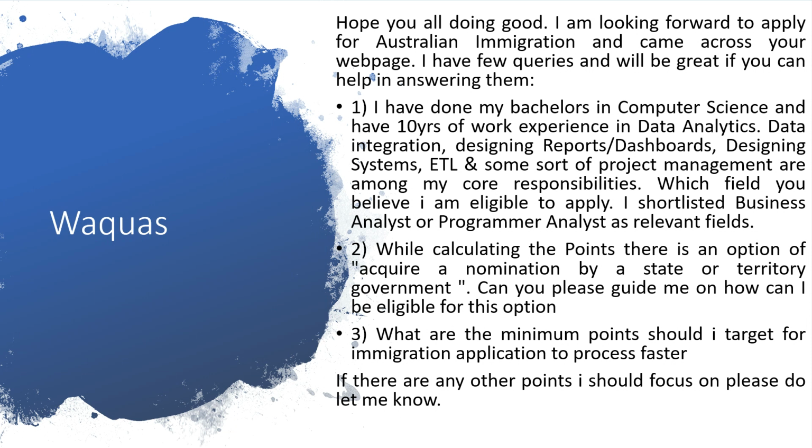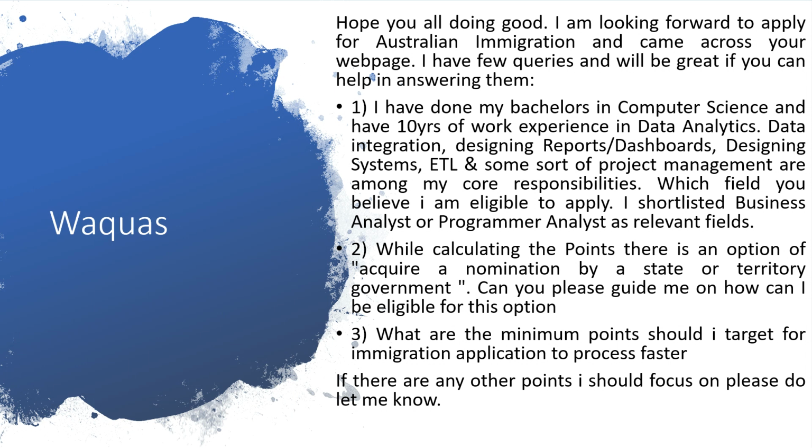Okay, if you shortlisted Business Analyst and Programmer Analyst, I'm assuming that you must be familiar with ANZSCO codes and how all of these occupations are working in Australia, which is good. While calculating the points, there is an option of acquiring a nomination by a state or territory government. Can you please guide me on how I can be eligible for this option? We'll get there. What are the minimum points I should target for the immigration application to process faster? Minimum points, in theory 65, but you would have to get 70, but with the IT occupations you might need to get more than 70.